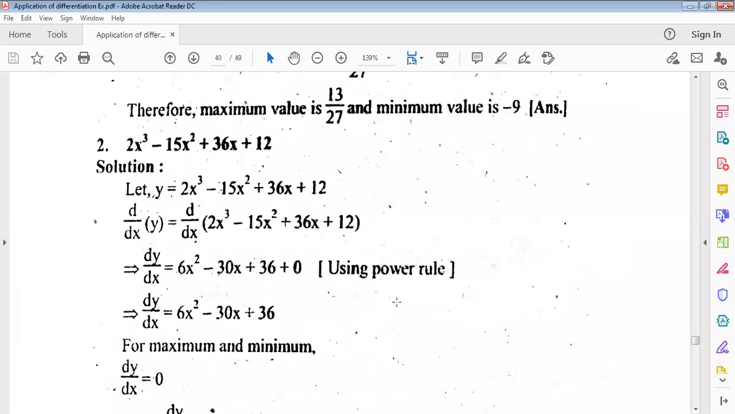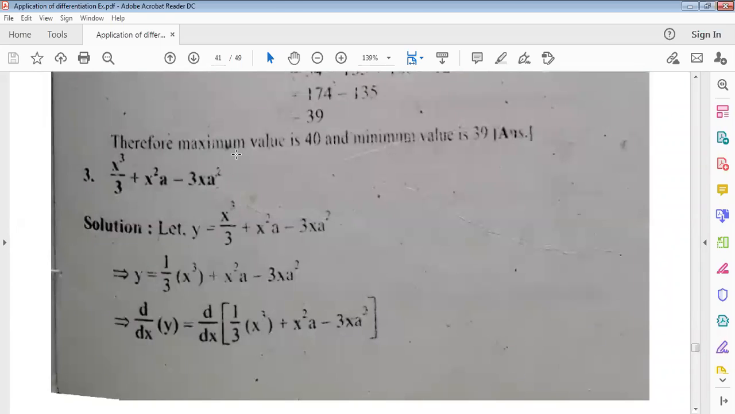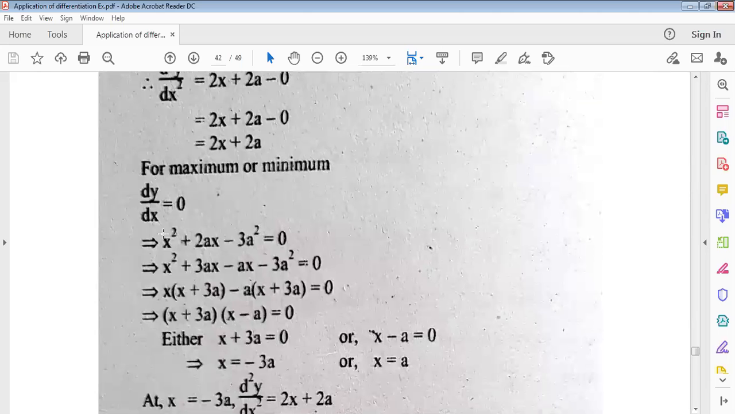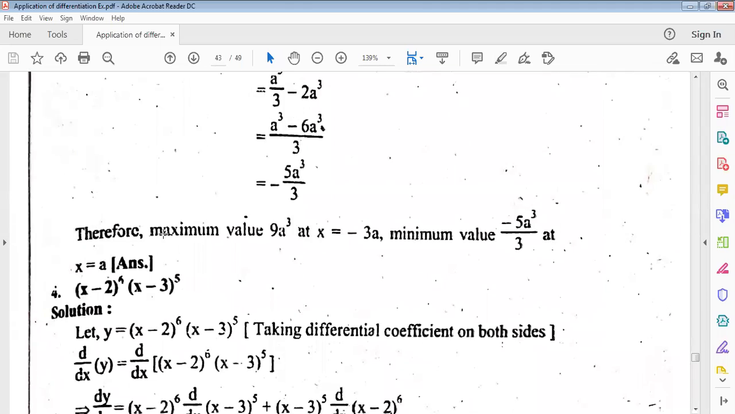Now you have to find the minimum value and maximum value for this example 2. Try it at home. Okay, this is homework for you, and this is also homework for you. x cube plus 3x square a minus 3x a square. This is also homework for you. Just proceeding in the same way, you get the maximum and minimum value. Understand?